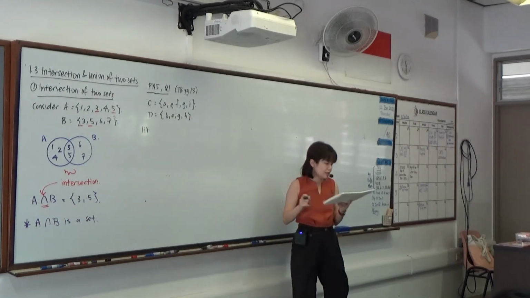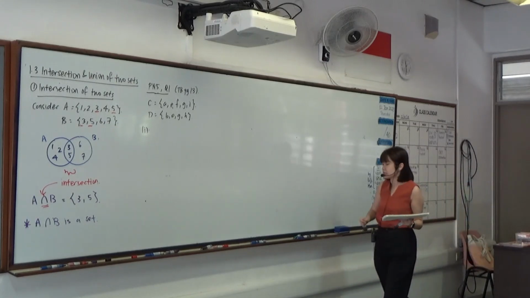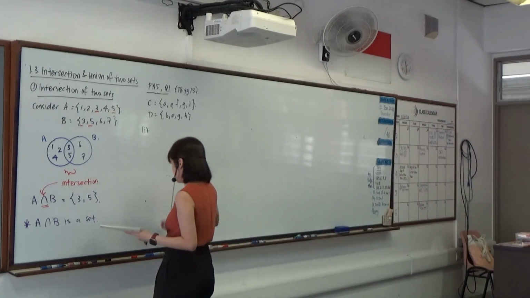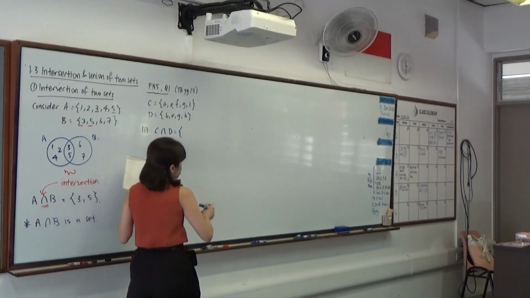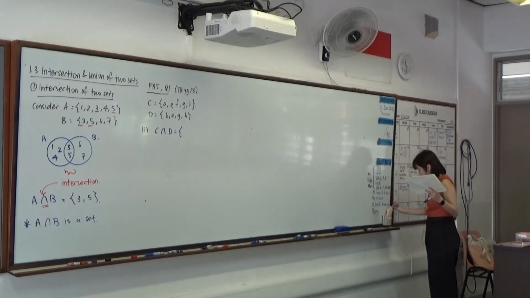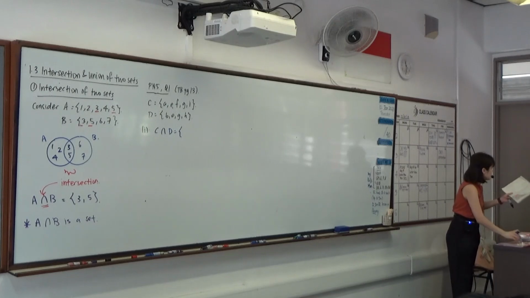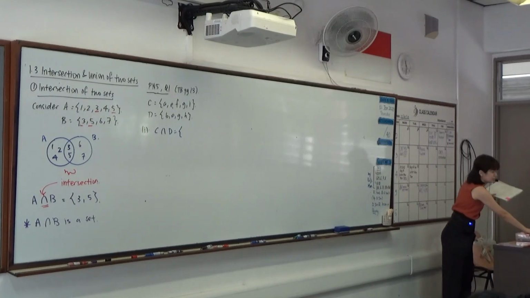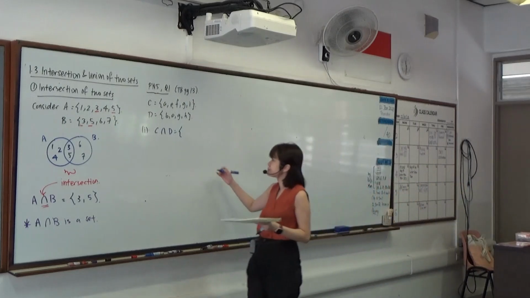Practice 5. Okay, in part I, we want to list all the elements of C intersect D in set notation. So C intersect D, what are the elements that are going to be found in C intersect D? Let's choose one person. Jasper, what are the elements inside C intersect D? E and G, great.